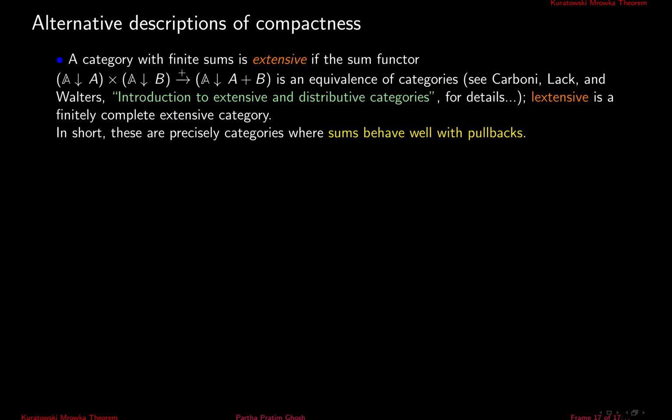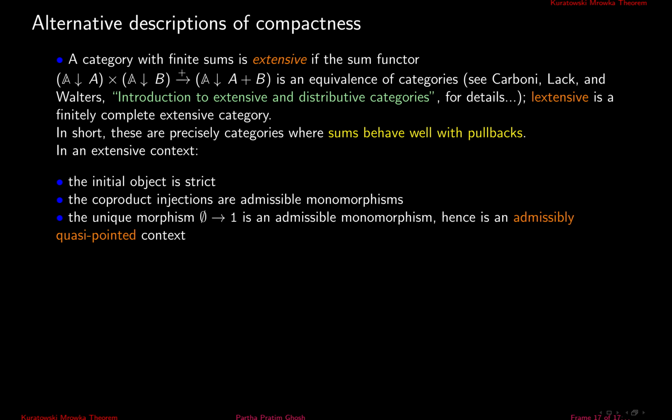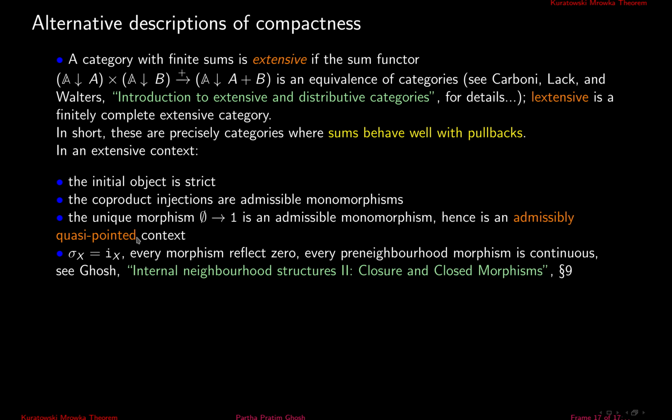A category in which finite sums distribute over pullbacks is called extensive. It was studied by Carboni, Lack, and Walters. Extensive here means a finitely complete and extensive category. So these are categories where sums are well behaved. In an extensive context, the initial object is strict. The coproduct injections are admissible monomorphisms, and hence the unique morphism is an admissible monomorphism. So in such a place we have an admissibly quasi-pointed context.